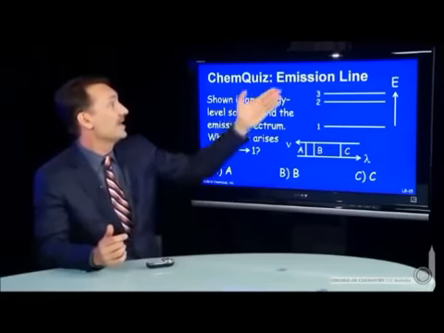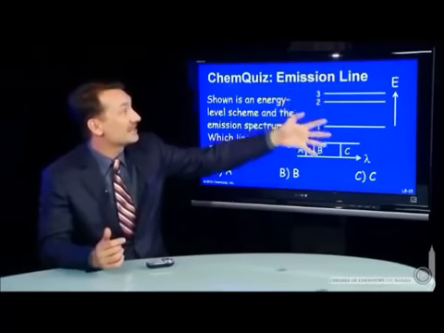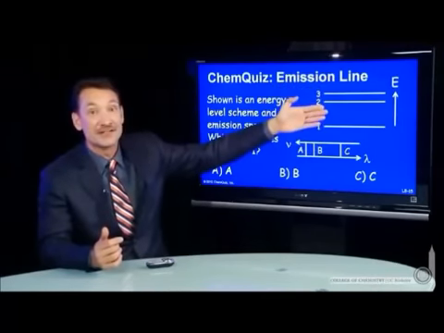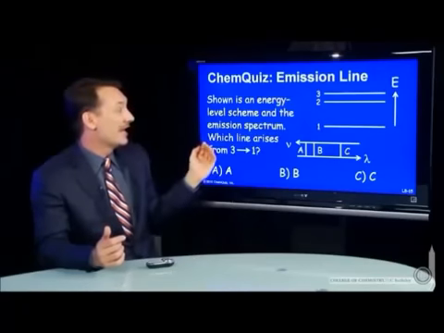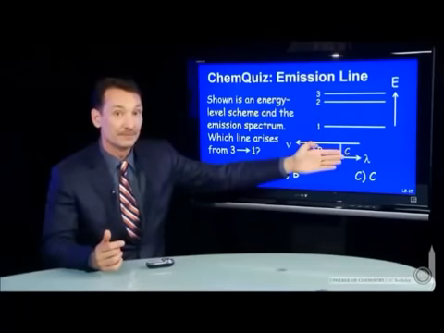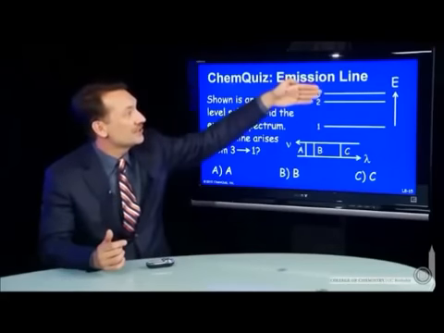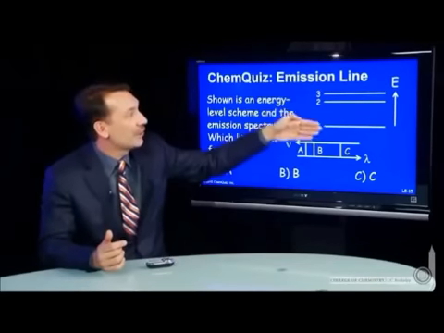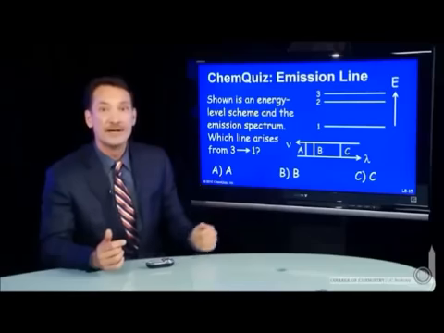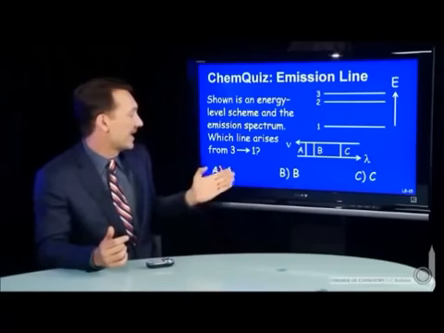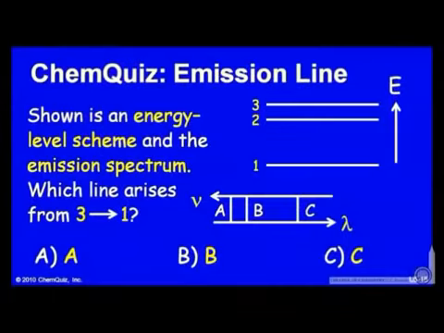Now, let's say a certain piece of matter has this energy level scheme that's shown here, and it has an emission spectrum. Which of these three emission lines arises from the transition of high energy to low energy, 3 to 1 emission in this system? Is that A, B, or C? Think about that for a second and make a selection.